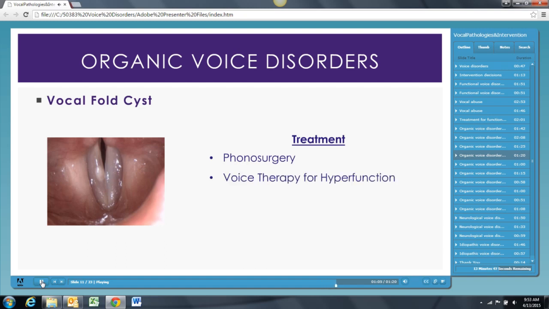Voice therapy is often a treatment that's included in the management plan, however, and its aim is to reduce any compensatory hyperfunction that can accompany cysts and to prevent any phonotraumatic behaviors that might have contributed to the cyst formation.